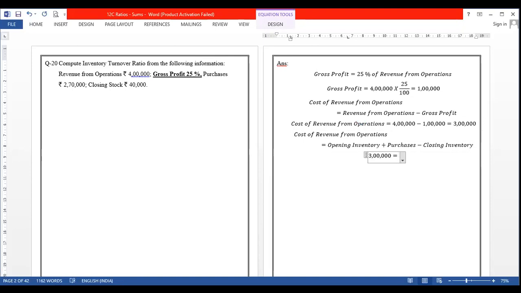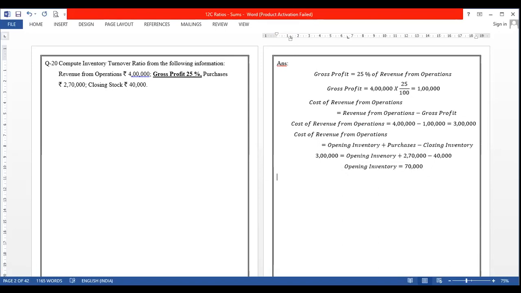That is equal to opening, which is not there, so let me write opening inventory as it is, plus purchases given to me, 2,70,000, and minus closing inventory, that is 40,000. Can anybody get me the right final answer? Opening inventory will be 70,000. 270 minus 40 is 230. 70,000 is right. So I have opening inventory with me as 70,000.